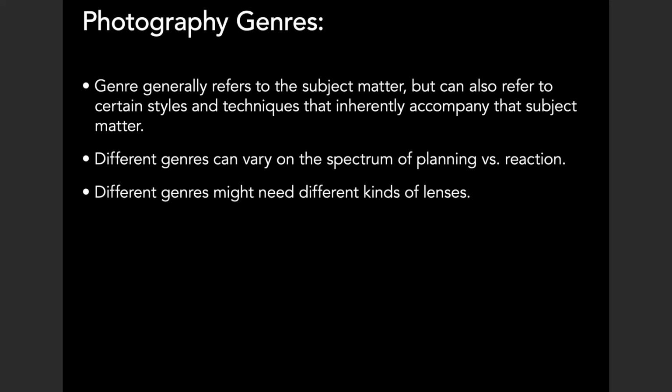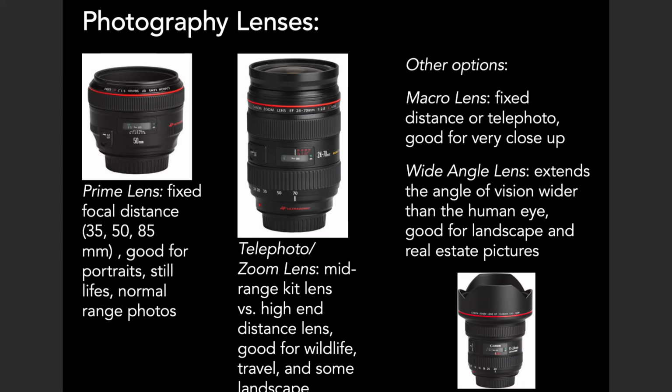Also, different genres not just need different techniques, but might need different kinds of lenses. So let's take a quick moment and look at photography lenses. There are two main kinds of lenses. One of them is a fixed focal distance lens, and one of them is a telephoto or zoom lens that has a range of focal distances.